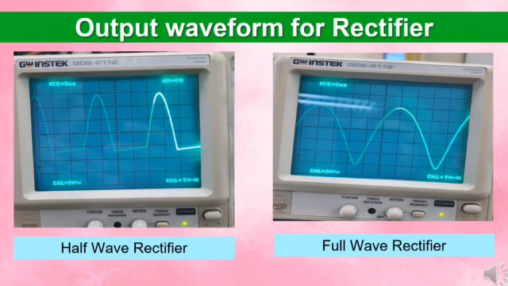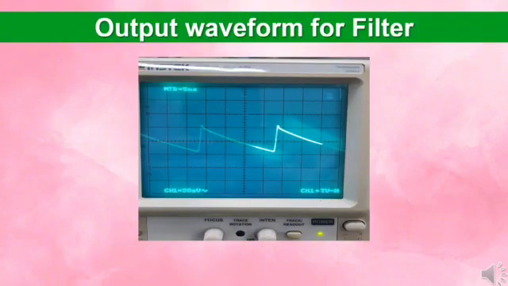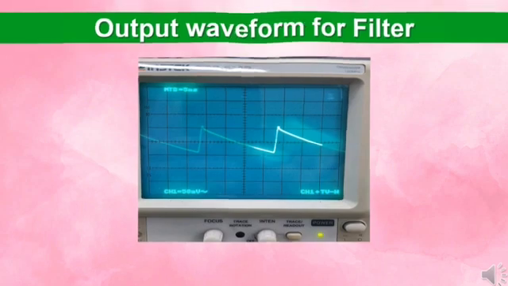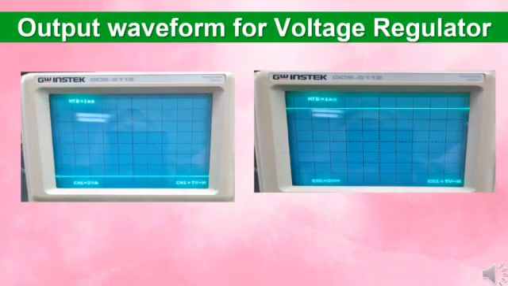The first output waveform is the half wave rectifier. The second one is the full wave rectifier. Next, this is the output waveform for the filter. And lastly, this is the output waveform for the voltage regulator.